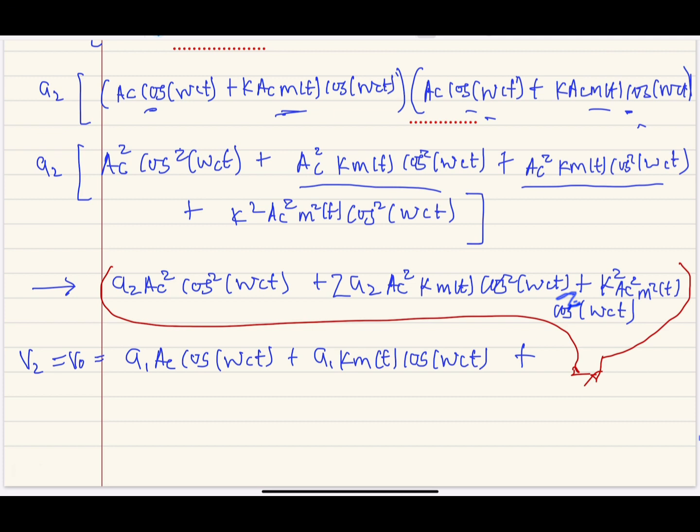In passing this output through a low pass filter, because we are done with the NLD, the nonlinear device, the next one is the low pass filter, and therefore we get our m of t.